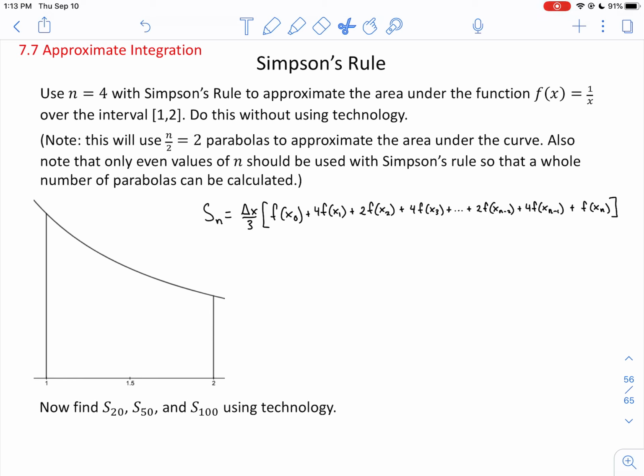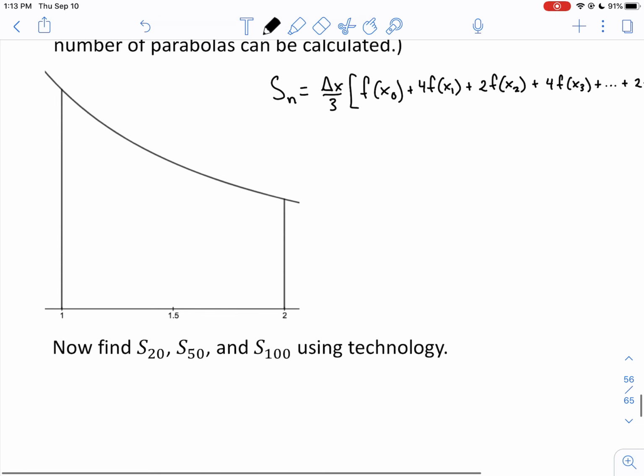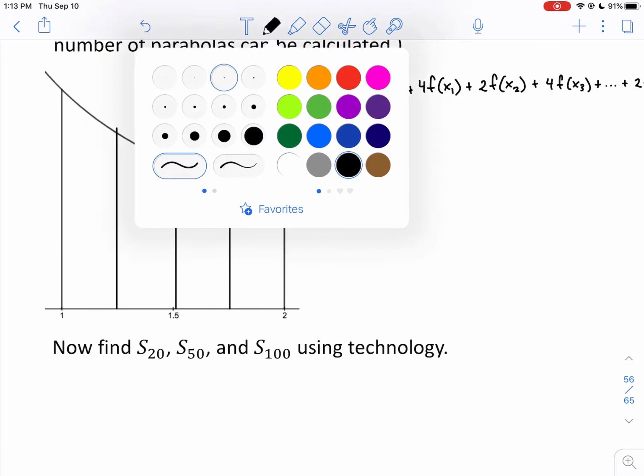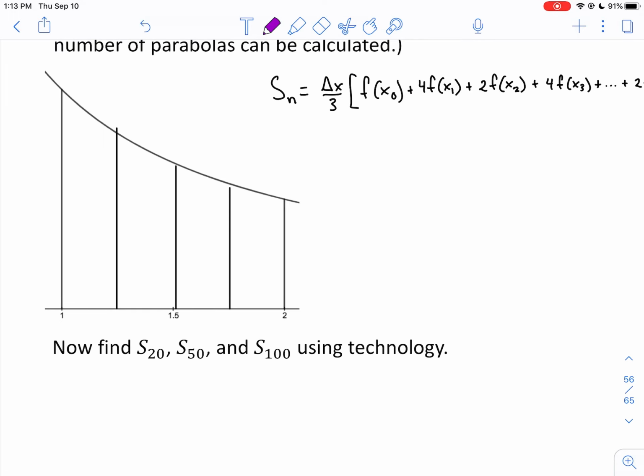Okay, Simpson's rule. We're going to use n equals 4 with Simpson's rule to approximate the area under this function over the same interval. We're going to do this without using technology. When you use Simpson's rule, if n is equal to 4, then you still want to think of this interval being broken up into 4 subintervals. And Simpson's rule is going to pair off these columns. It's going to use these first 2 columns and the 3 points where it intersects the curve above. So this point, and this point. And it's actually going to do a parabolic arch that passes through those 3 points.